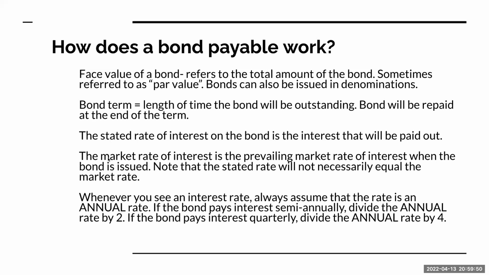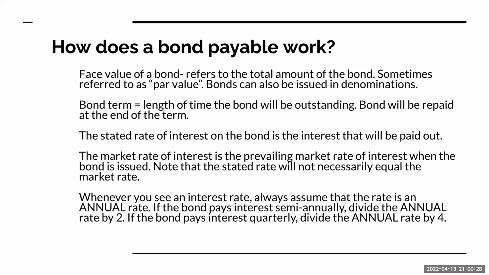Now, the market rate of interest is the prevailing market rate. Once we figure out what the bond is going to pay according to the bond indenture, what they'll call the bond contract, we take that principal amount that's going to be paid at the end of the term and the interest payments, and then, using the market rate of interest, we determine the value of the bond. Note that the stated rate is not necessarily going to equal the market rate of interest. The market rate of interest is only used for present valuing.